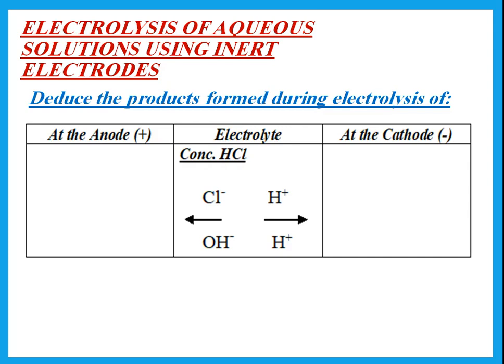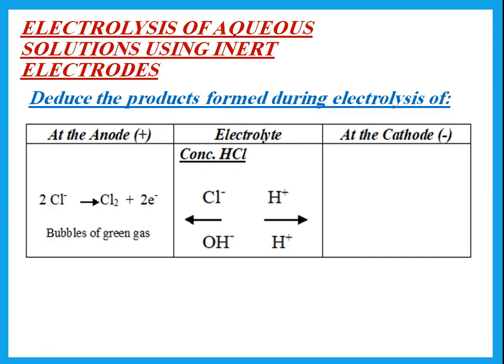The one present in higher amount is the one that will react. And this applies just to chloride and hydroxide. So which do I have more of? Do I have more of chloride or more of hydroxide? Well, we said this is a concentrated solution. A concentrated solution has a lot of the chloride and very little water. That means I have very little of the hydroxide. That means it is the chloride that will react.